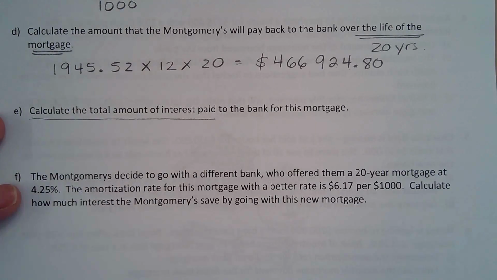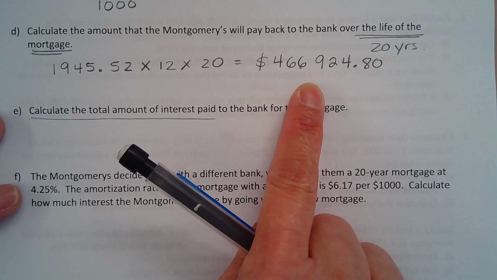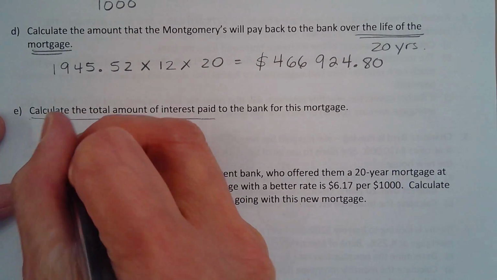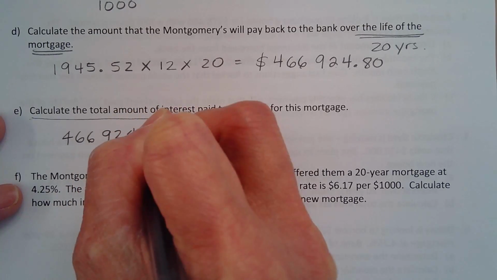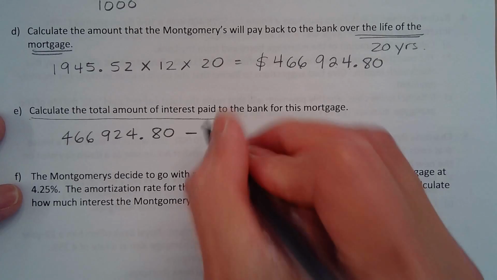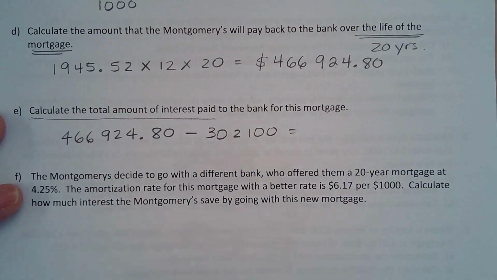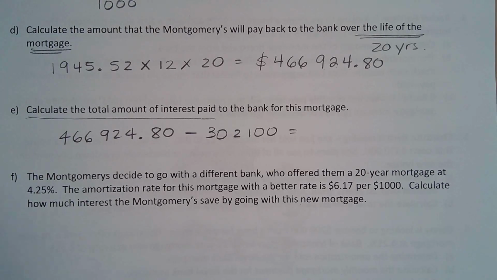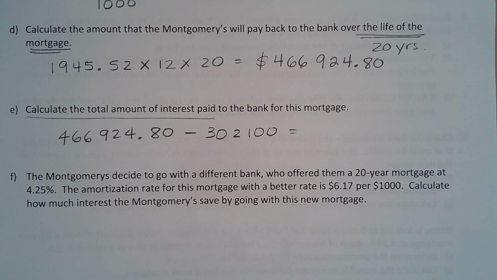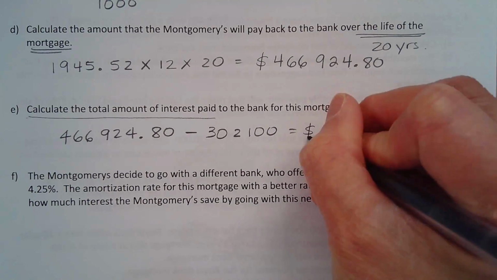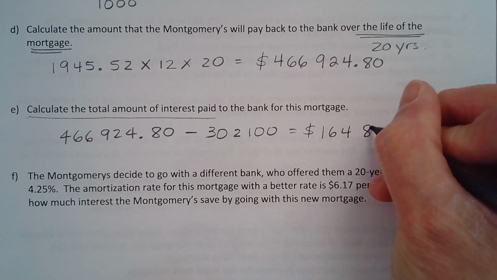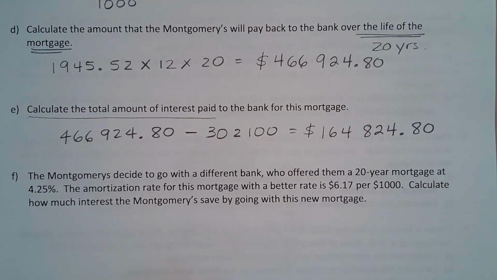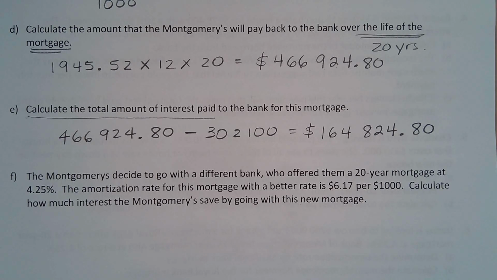Okay, calculate the total amount of interest paid. So how much is the interest paid? This is how much they paid and how much they borrowed. So $466,924.80 minus 302,100. Okay, they paid an interest of $164,824.80. Wow, over 164,000. You could buy half of a house with that, right?